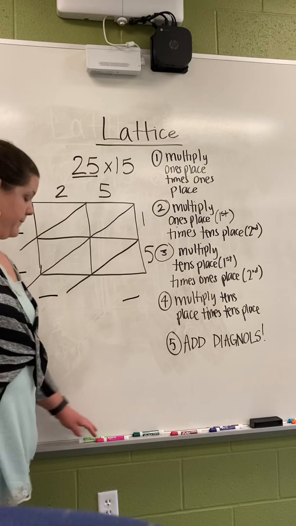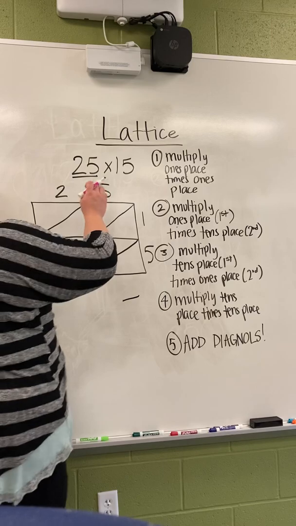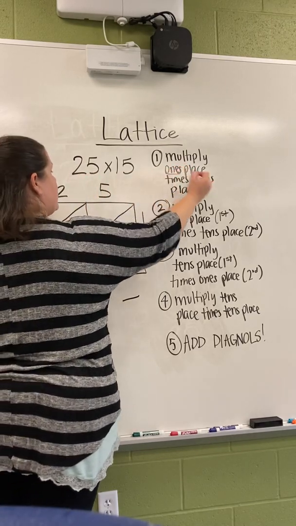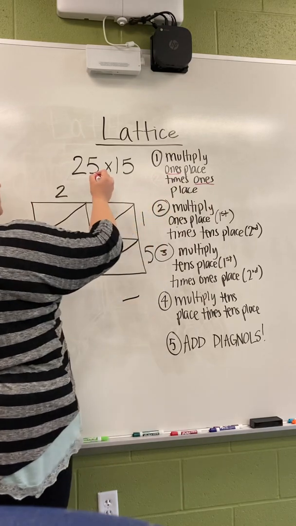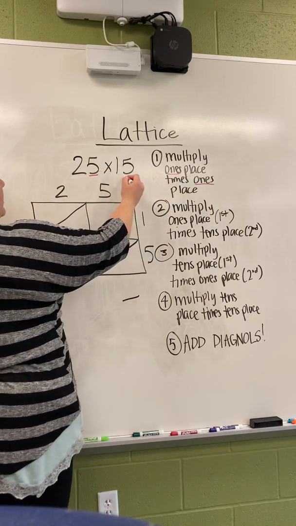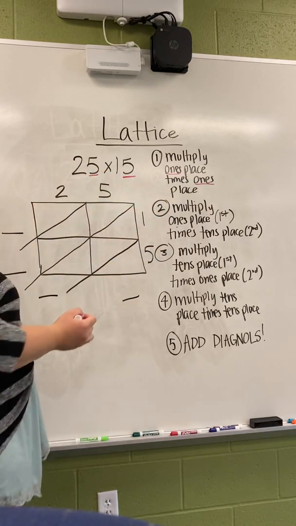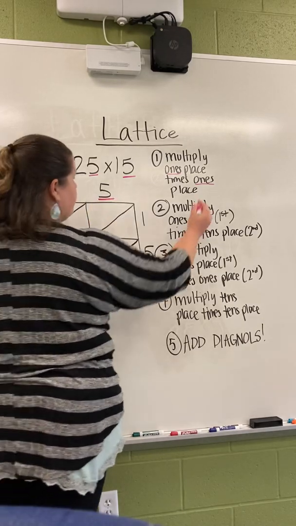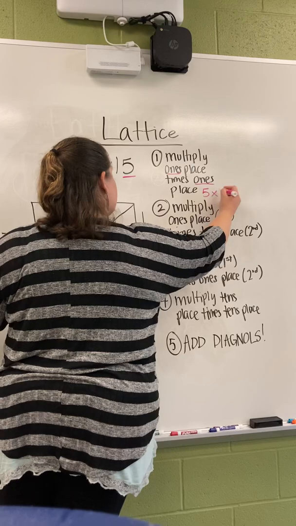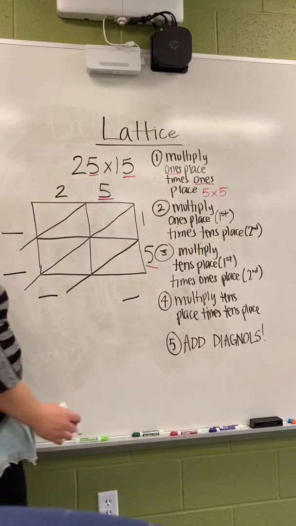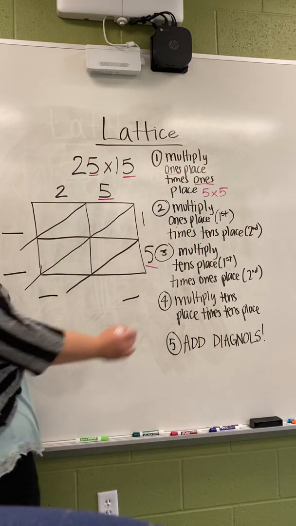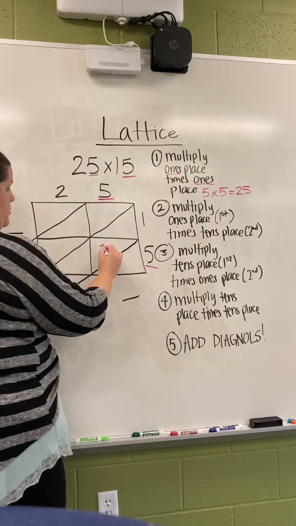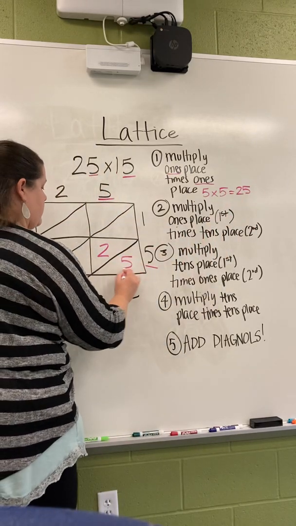Then we multiply. Step 1, we multiply the ones place and the ones place. So the ones place and the ones place. In this problem, that is 5 times 5. And 5 times 5 gives us what? Right, 25. 2 goes in the tens, 5 in the ones.